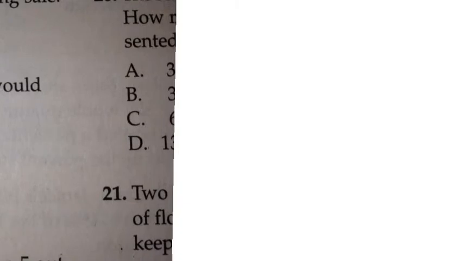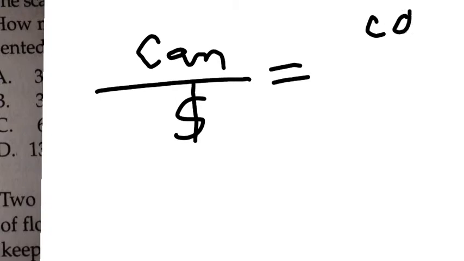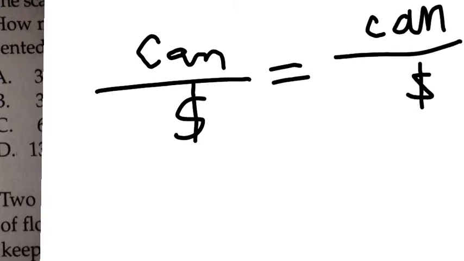Okay, so you come to the side. Again, you always start with the words. Can, money, equals can, money. Okay, it's always a great idea to do it this way so you don't get your numbers mixed up.